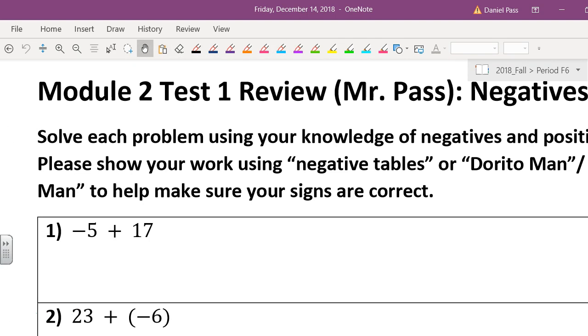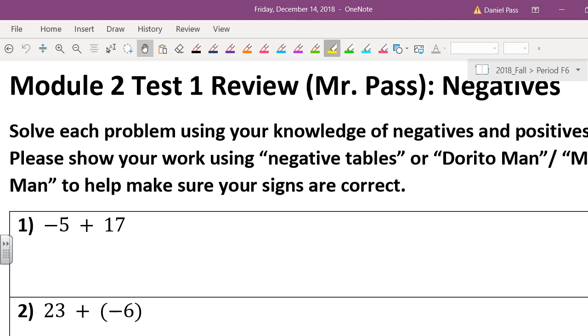The reason why this says Mr. Pass here is because we did this a little differently than some of the other classes. They haven't done multiplication and division yet with negatives, but they were doing fractions. So it's just a little bit different.